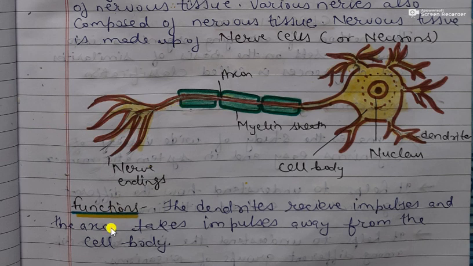Alright. Now the function of nervous tissue. The dendrites receive impulses and the axon takes impulses away from the cell body. These dendrites receive the electrical impulse, and this impulse goes from the cell body to the axon, and from the axon it reaches the nerve ending, and from the nerve ending the next neuron will receive the electrical impulse through its dendrites.